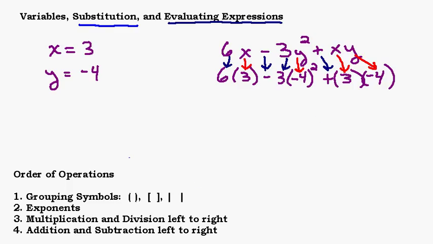Alright, now we're to the order of operations part. Let's see, first thing we're supposed to do is any grouping symbols. We don't have any parentheses or brackets or absolute values. Those are all examples of grouping symbols.